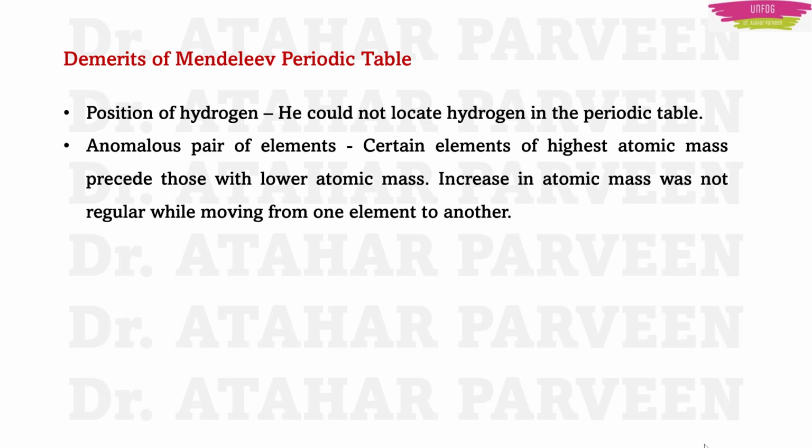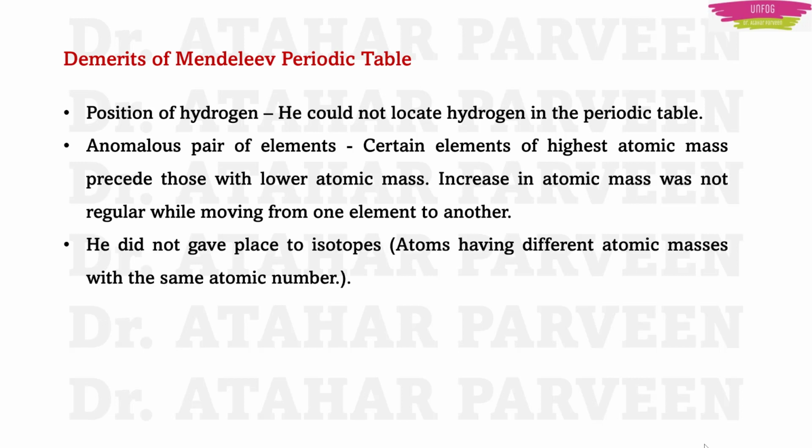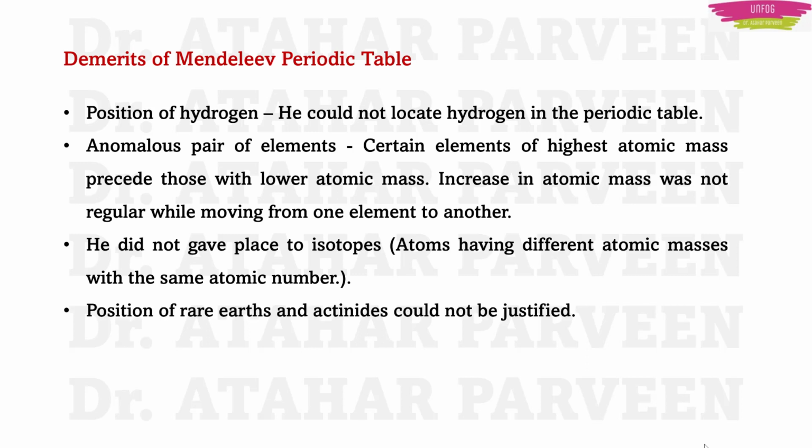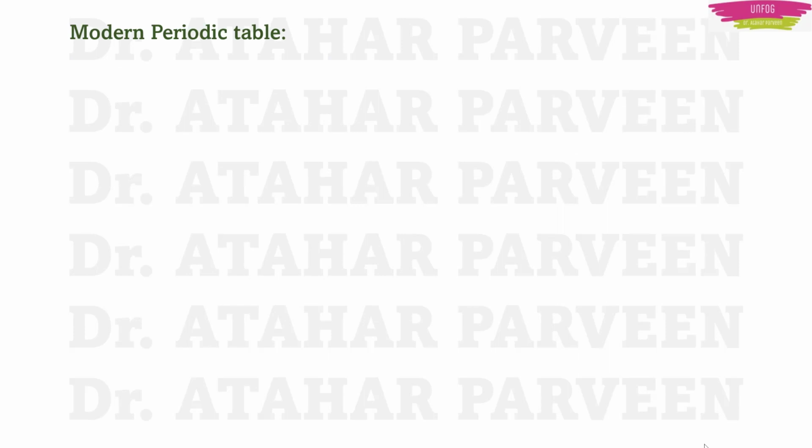Another important demerit of Mendeleev's periodic table is that Mendeleev could not place isotopes. He could not give place to isotopes. What are isotopes? Isotopes are atoms having different atomic masses with the same atomic number, right? So he could not give place to those isotopes, and also the position of rare earths and actinides could not be justified in Mendeleev's periodic table. Now all these problems were overcome by what we now call the modern periodic table.